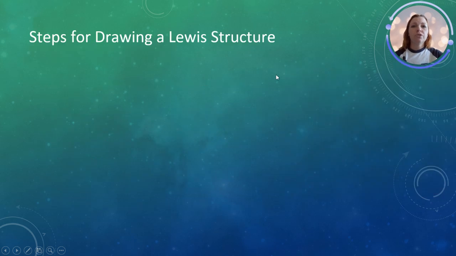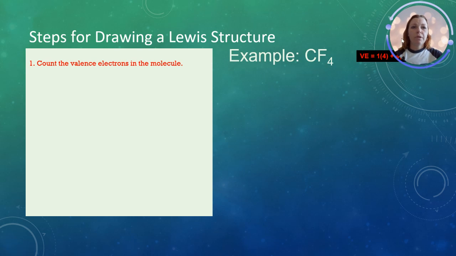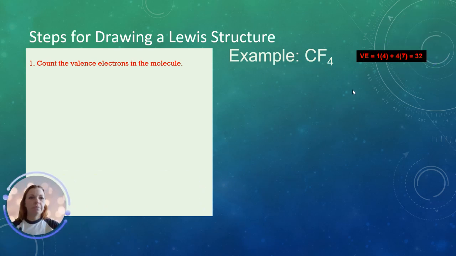If we wanted to do a Lewis structure for a molecule, we're going to follow some steps here. We're going to start by counting the valence electrons in the molecule. It all comes back to that. So if we're going to work with CF4 here, from the carbon, we've got 4 valence electrons because it's in the 4th tall column. And then for each fluorine, and there are 4 fluorines, we've got 7. When we sum all of this, we've got 4 plus 28, which is 32.